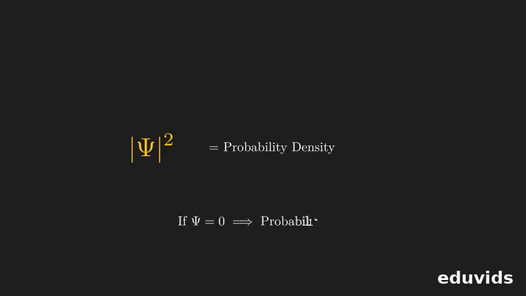We use the idea of a wave function, pronounced psi, to describe where we might find a particle. The square of the wave function tells us the exact probability of finding the particle at any specific spot. If the wave function psi is 0 in a region, the chance of finding the particle there is 0.